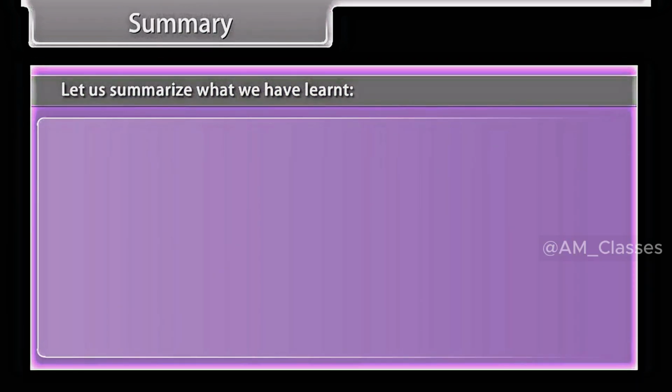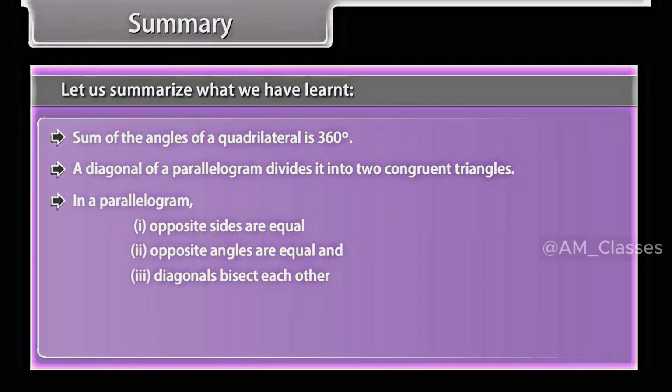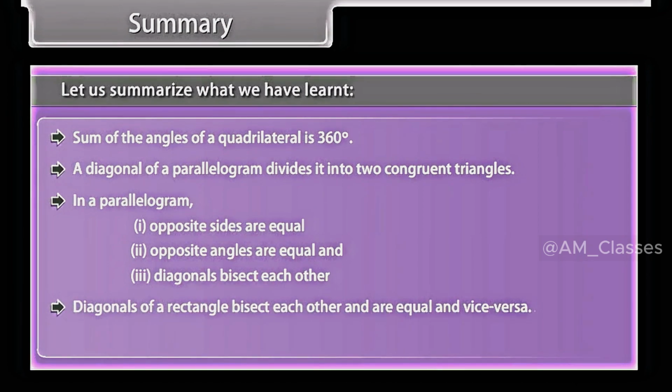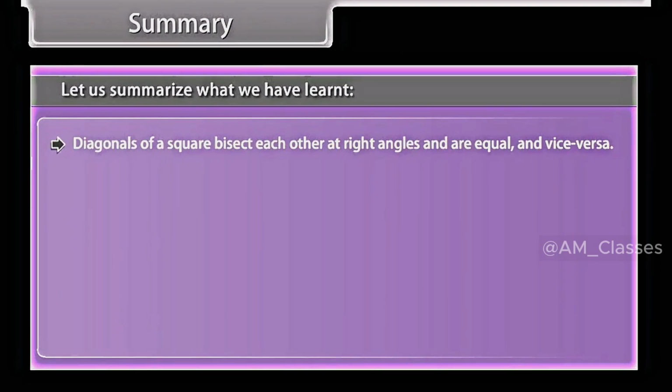Summary. Let us summarize what we have learned. The sum of the angles of a quadrilateral is 360 degrees. A diagonal of a parallelogram divides it into two congruent triangles. In a parallelogram, opposite sides are equal, opposite angles are equal, and diagonals bisect each other. Diagonals of a rectangle bisect each other and are equal, and vice versa. Diagonals of a rhombus bisect each other at right angles and vice versa. Diagonals of a square bisect each other at right angles and are equal, and vice versa.